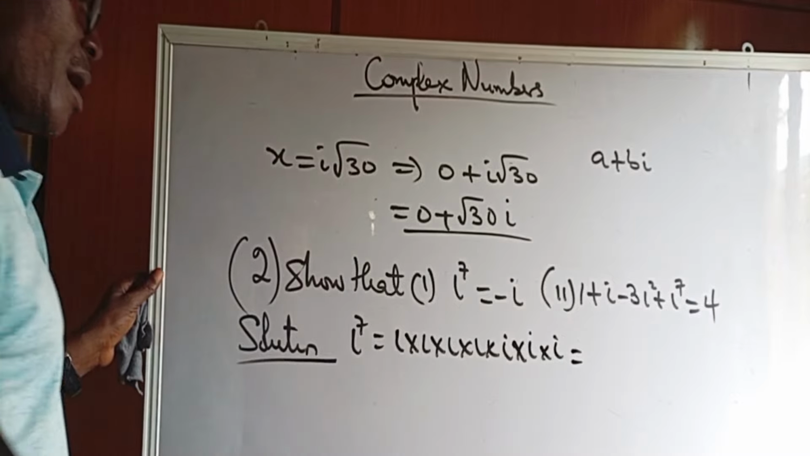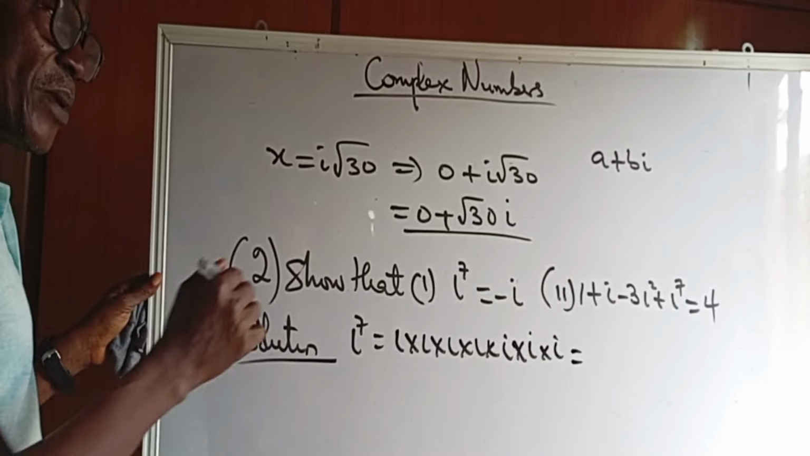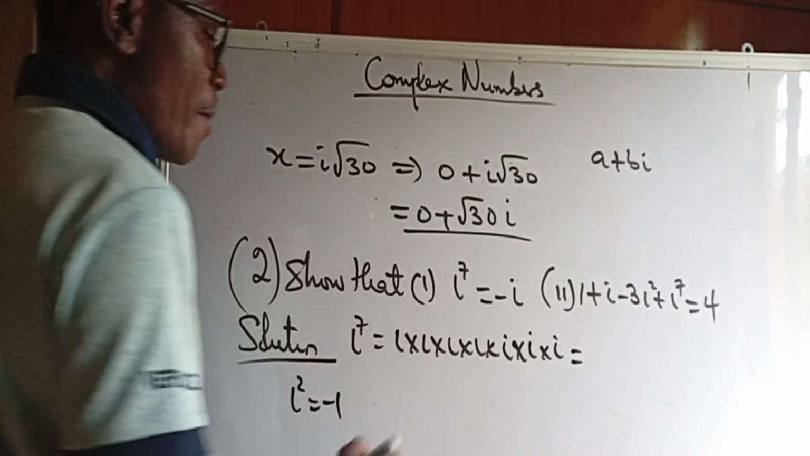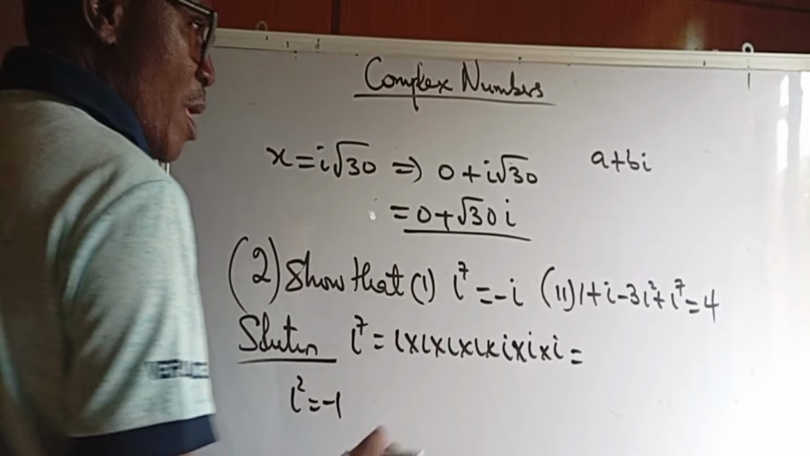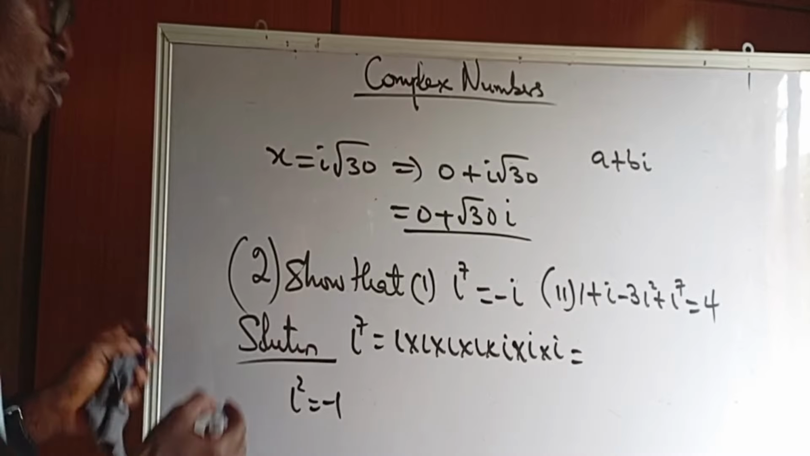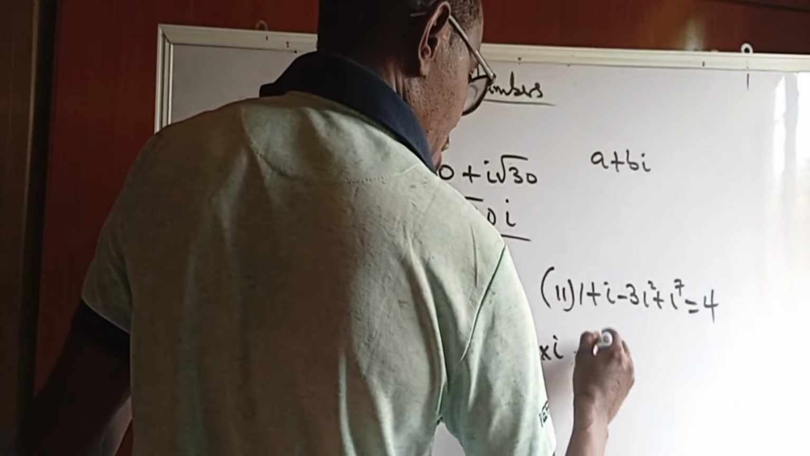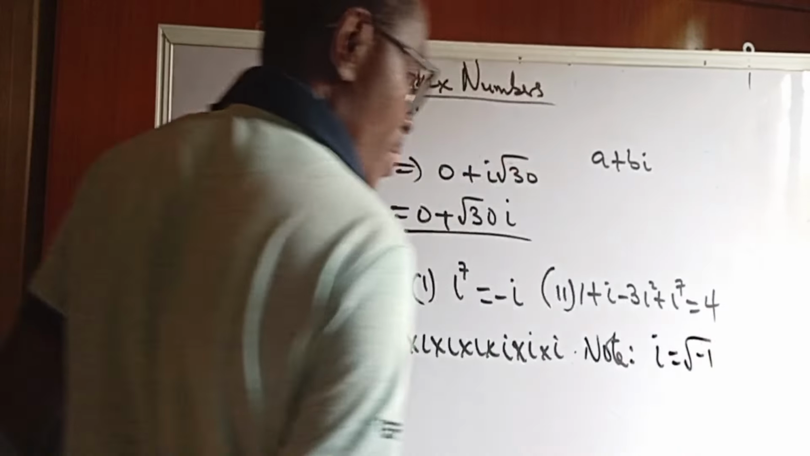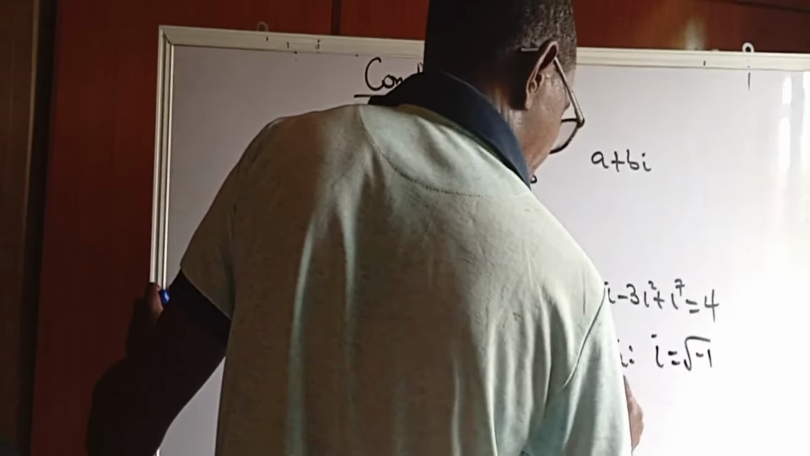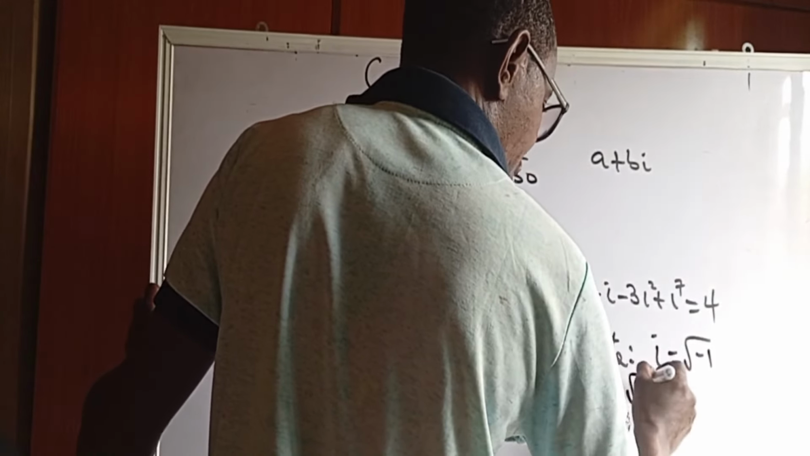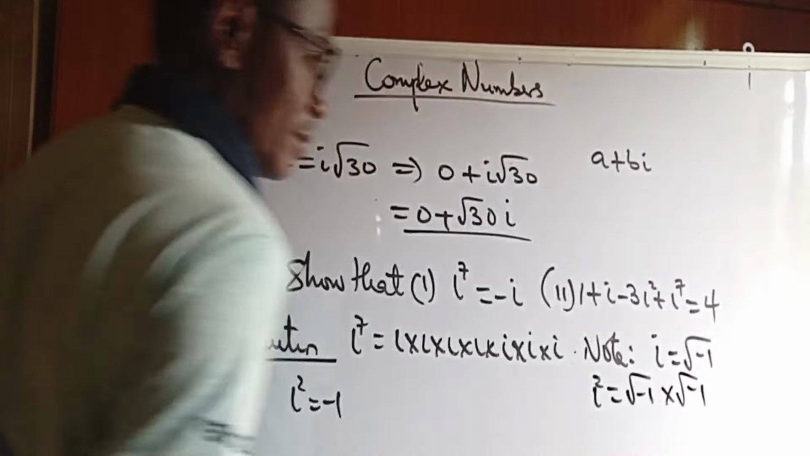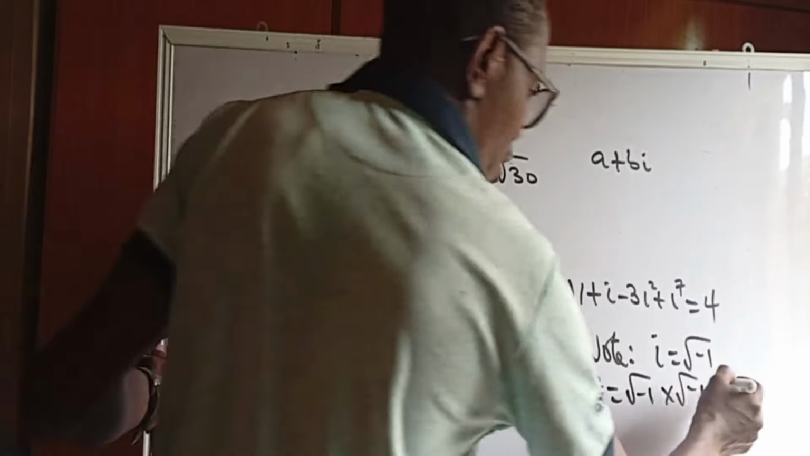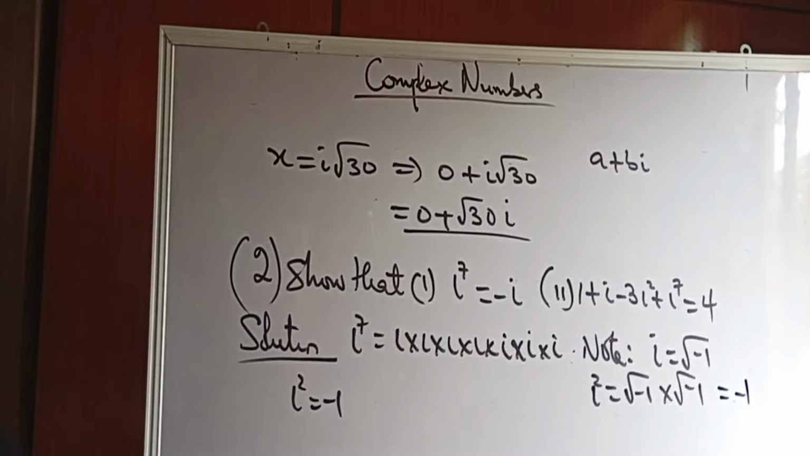Now, there's something in complex numbers that says that I squared is equal to minus 1. Let me first of all show you how I squared is equal to minus 1. Note that I is equal to the square root of minus 1. Now, I squared will be the square root of minus 1 times the square root of minus 1. If I is the square root of minus 1, the square of it means you multiply it twice. And so that will be minus 1. Don't make the mistake of saying that it's plus 1.